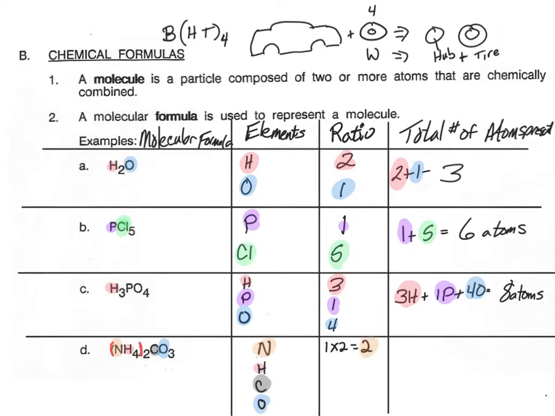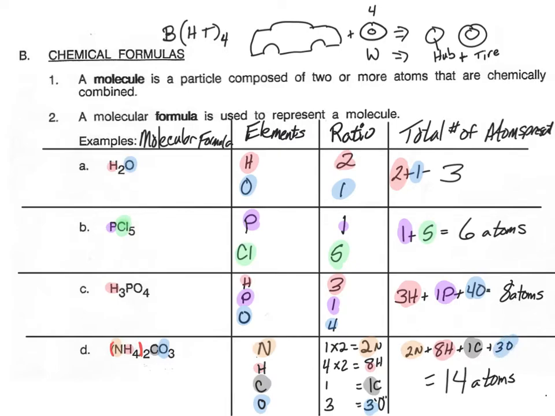It has 4 hydrogens in the group, and there are 2 of that group, so that gives us a total of 8 hydrogens. For the carbon, there's just 1, because there's no subscript after it, and then we have oxygen, which has a 3. And that's how we read the chemical formulas. Now to count the total number of atoms present in this compound D, we're going to see that there are 2 nitrogens, 8 hydrogens, 1 carbon, 3 oxygen, for a total of 14 atoms.